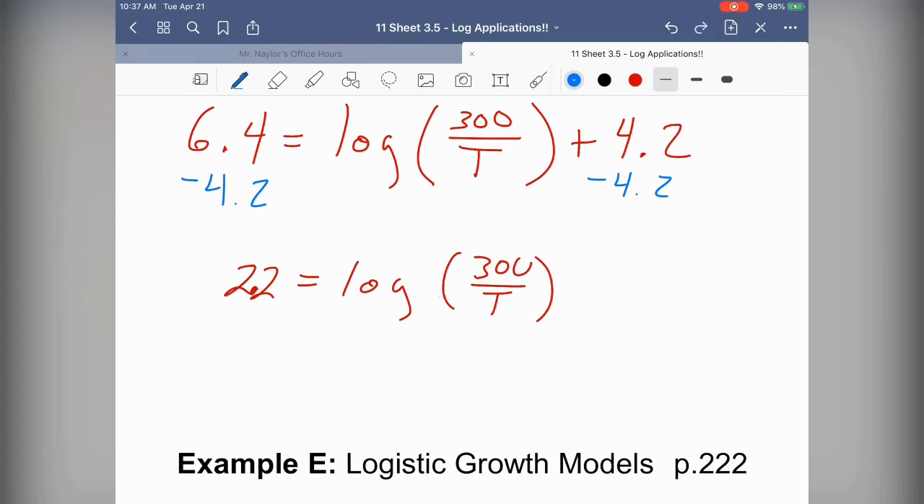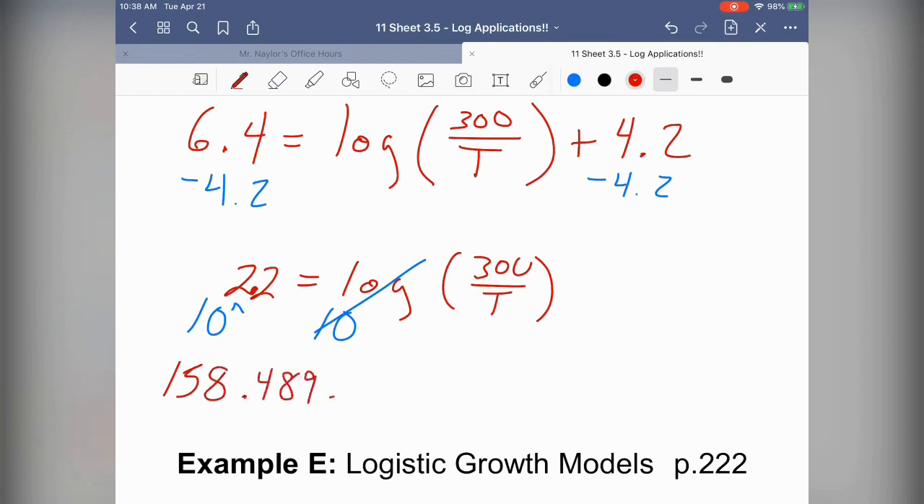It's a common log since it's not shown. So we can base both sides with a 10. Now, when you base both sides with a 10, it cancels a log, but it creates an exponent over here. It creates 10 to the 2.2 power. It's kind of like 10 squared and some, and that's why you end up with greater than 158.